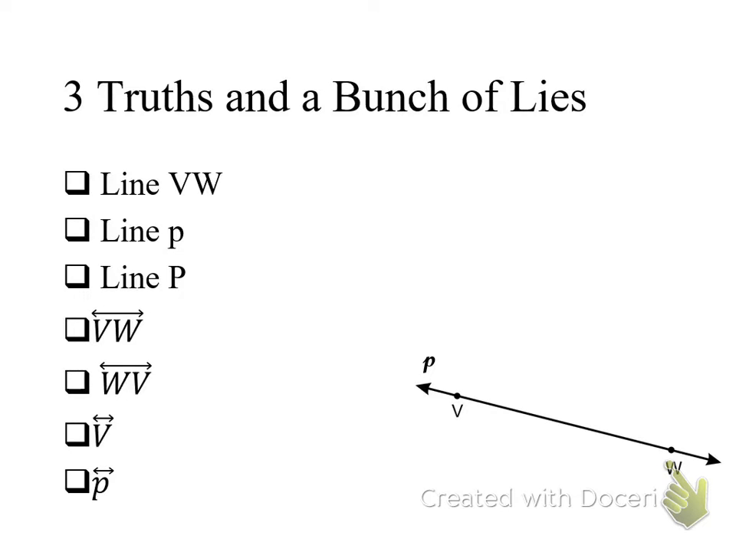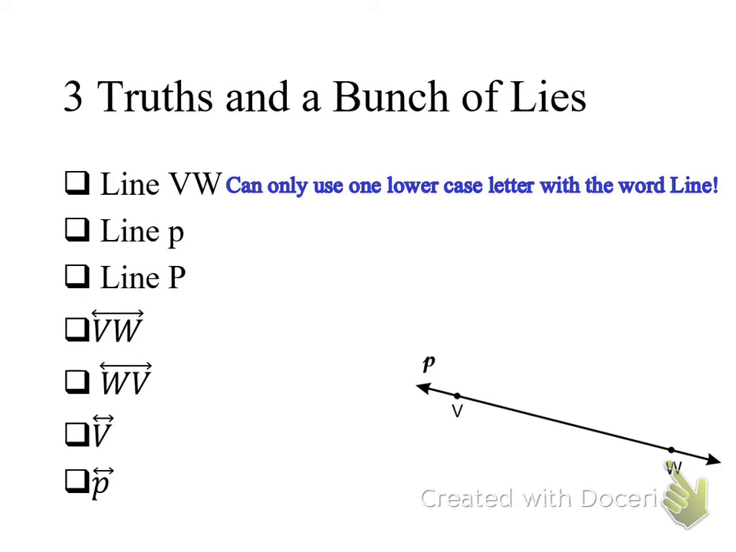Just the one. And how did I find which one it was? It was a lowercase. So is line VW a way to name this line? It is not a way to name this line. You can only use a lowercase letter with the word line. What about line P? Yes, there's that lowercase letter, line P.